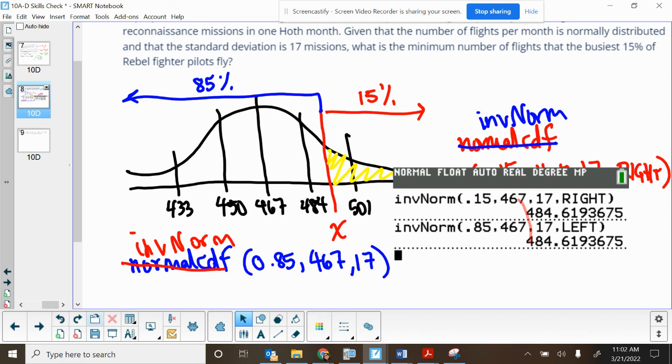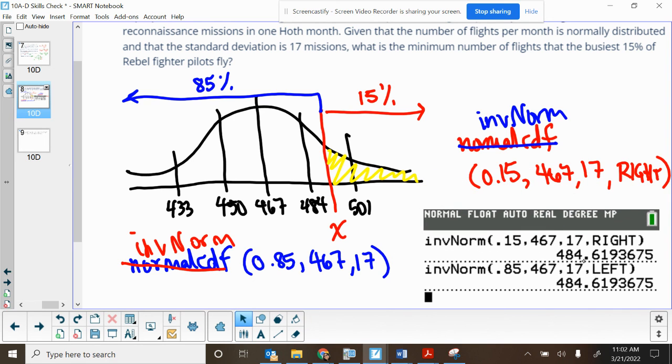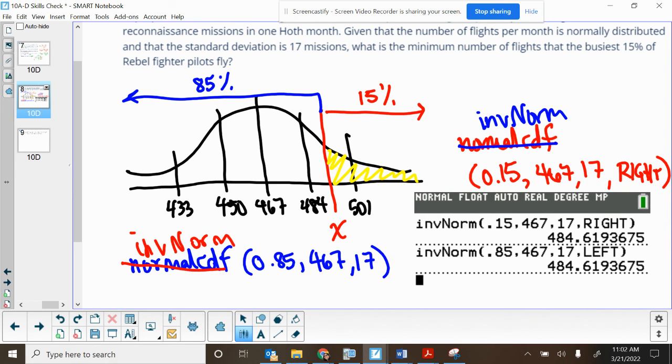Okay, so because it's a number of flights, your answer would then be 485 flights. The busiest 15% of pilots fly 485 flights or more.